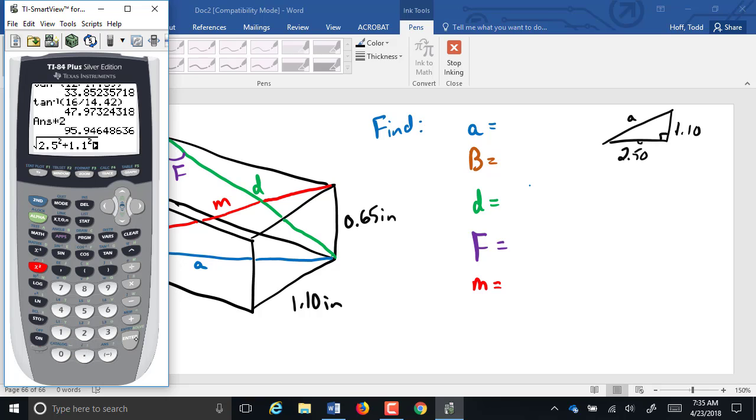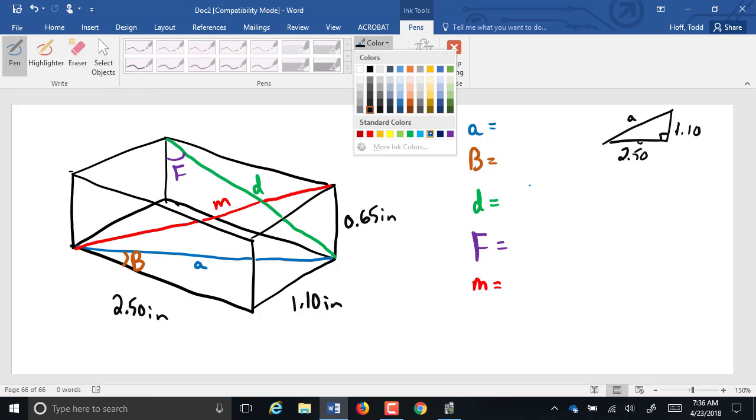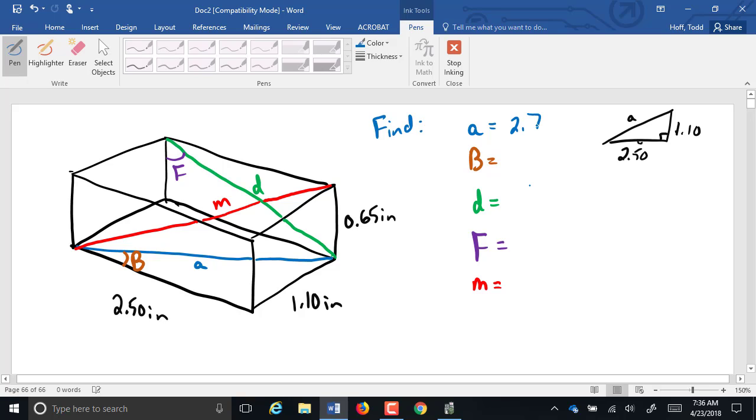Perfect. A squared plus B squared equals C squared. So 2.73, I guess we'll call that. Okay. Next, I wanted to find angle B.